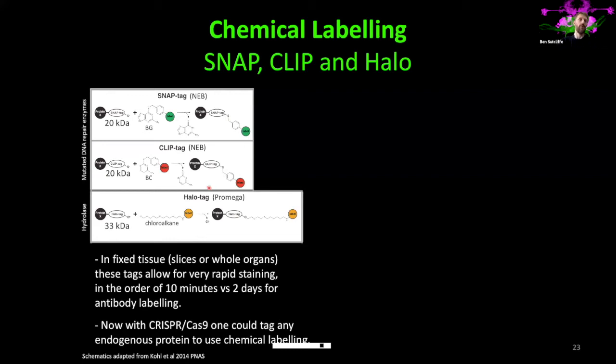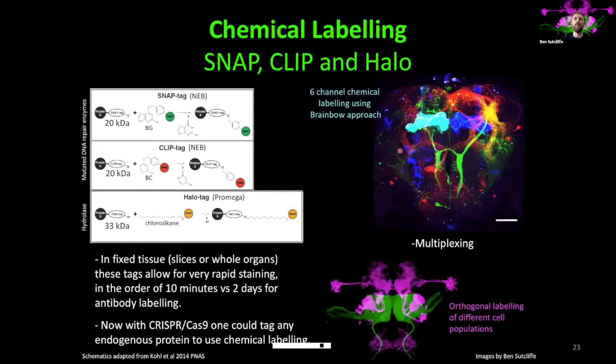And now with CRISPR and Cas9, you could tag any endogenous protein in the cell and then label it in your animal with one of these tags, which are readily available from these companies, NEB and Promega. And you can also get custom ones from Janelia Farm, from Luke Lavis's lab. So these are some examples of what you can do in a Drosophila brain.